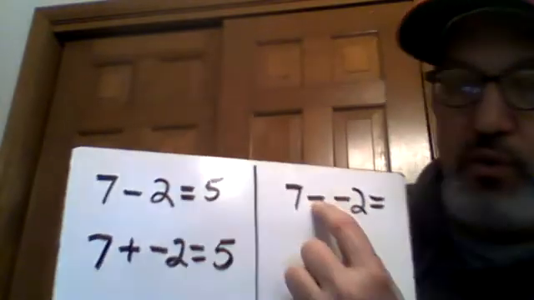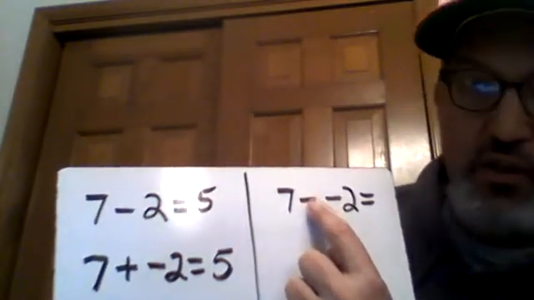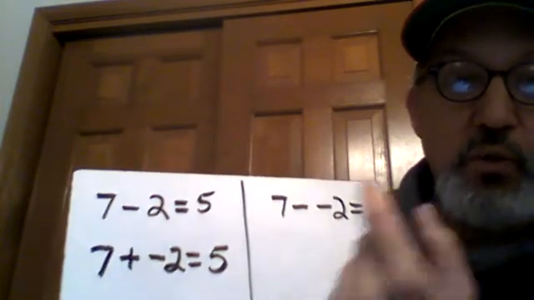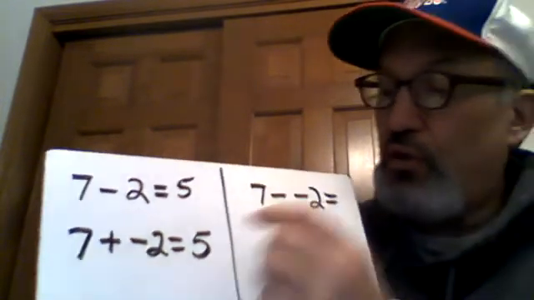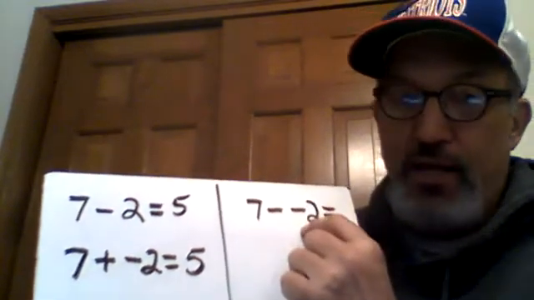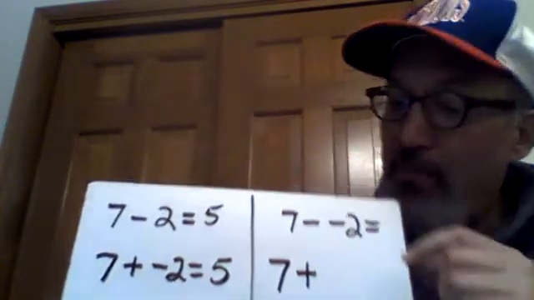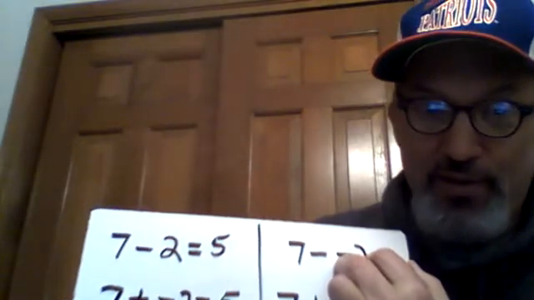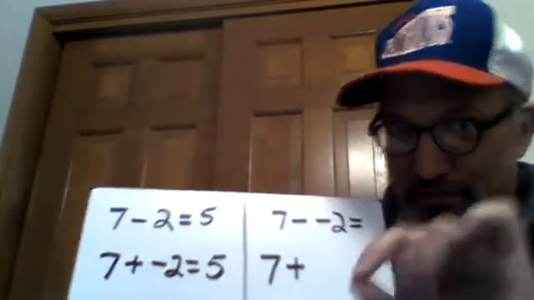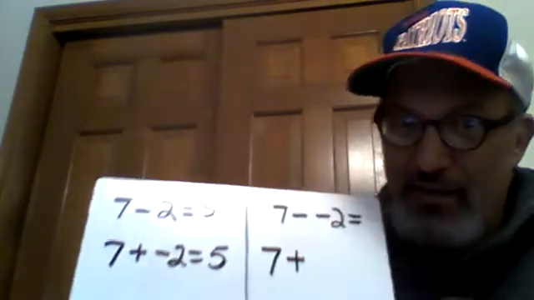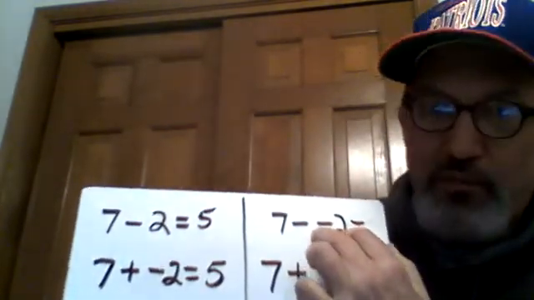What does it mean to subtract a number? Let's see this as the subtraction sign. To subtract a number means to add its opposite. So to do 7 minus -2, what we're going to do is add something. We're going to add the opposite of -2. Now, remember a couple minutes ago we saw what it means to have two minus signs in front of the number. So what is the opposite of -2?